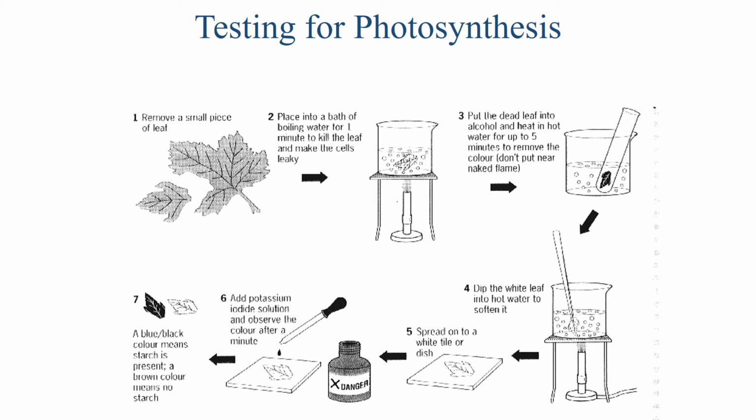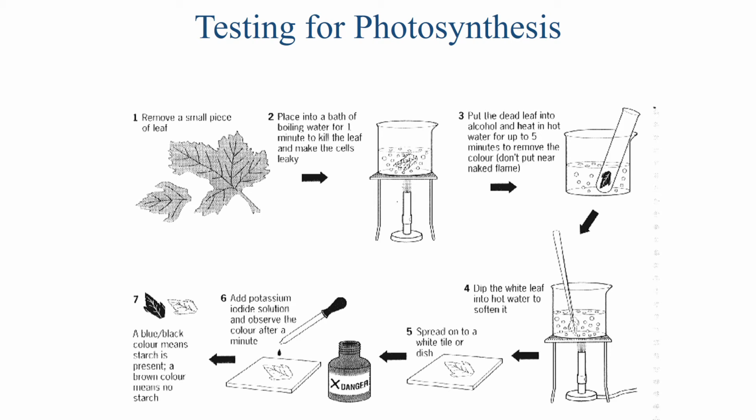We're then going to put the dead leaf into alcohol and heat it in a hot water bath for up to 5 minutes. And the alcohol will go a dark green colour because the chlorophyll and the chloroplast have ruptured, the chlorophyll is coming out, and it is now leaking and seeping into my alcohol. You'll see that the alcohol is boiling vigorously, and that's because the alcohol has a much lower boiling point than water.